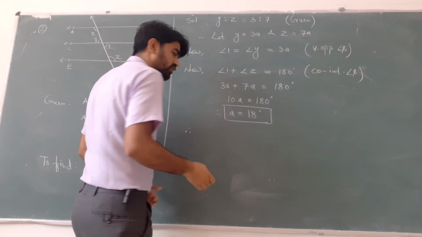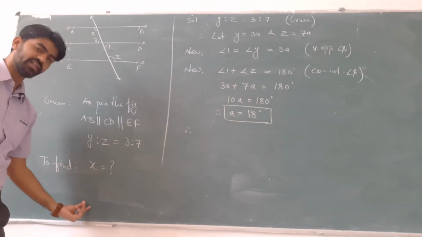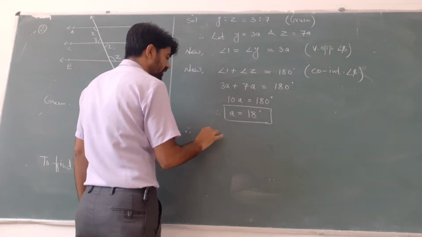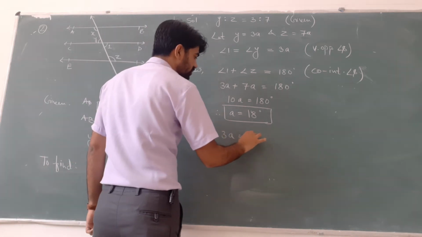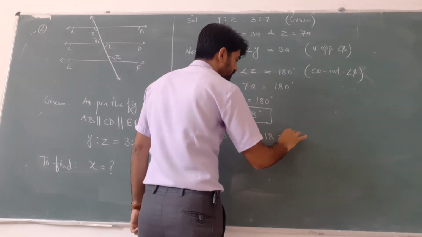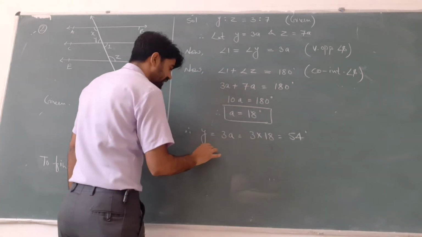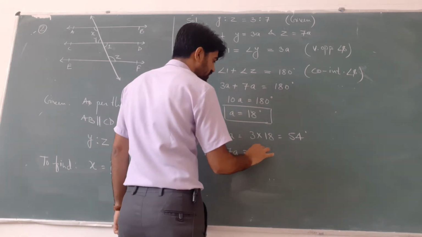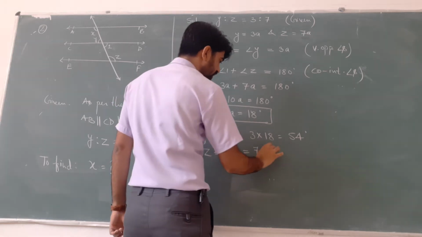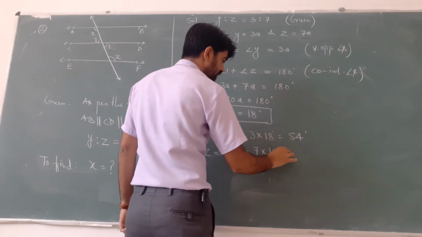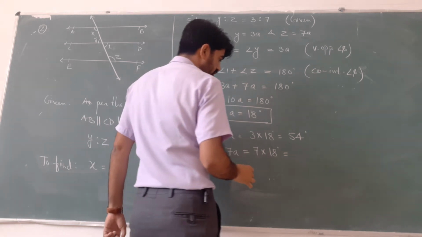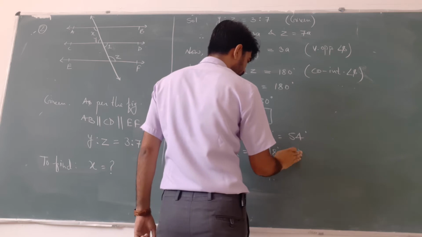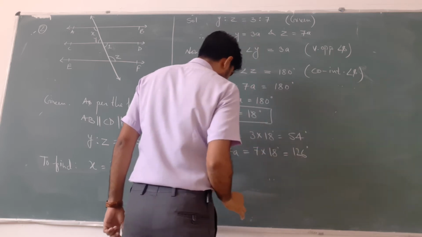The question may be like this, that find x, y, z. So all three we can find. So I am just finding all three. Therefore Y will be equal to 3A, which is equal to 3 into 18, which is equal to 54 degrees. Z is equal to 7A, which is equal to 7 into 18 degrees, so it is equal to 126 degrees.